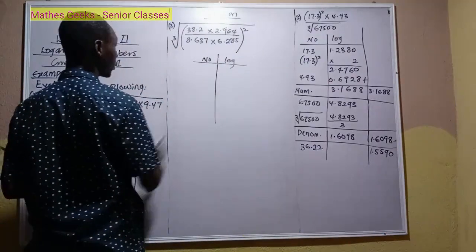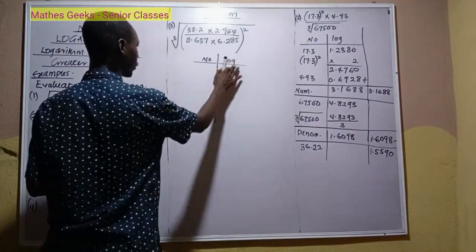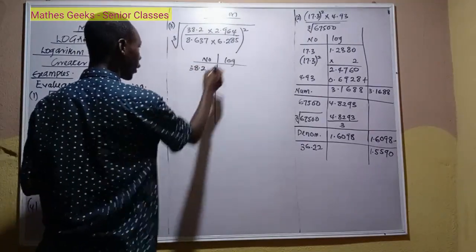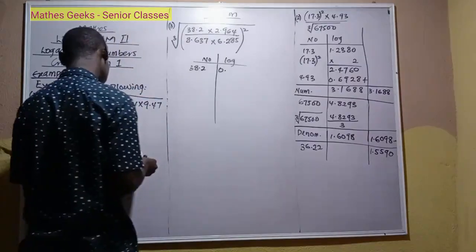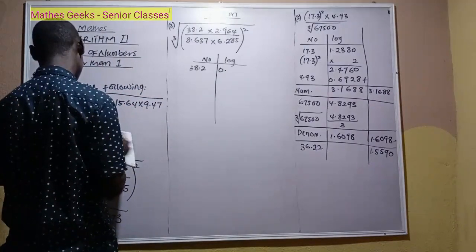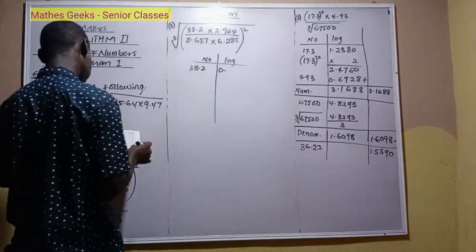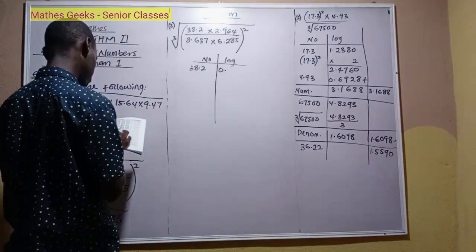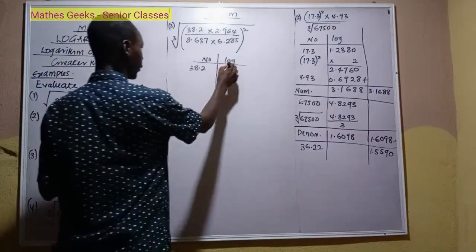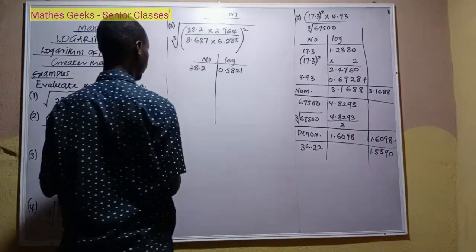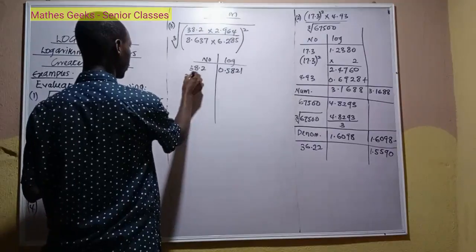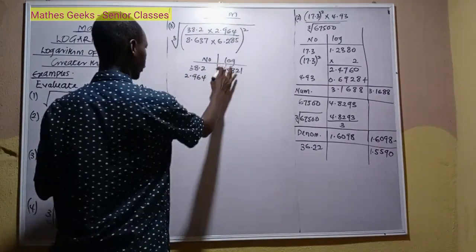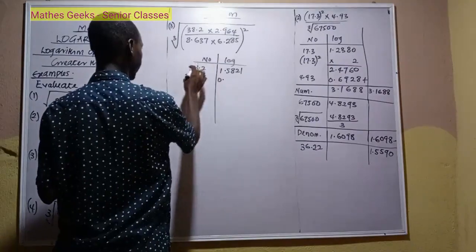And log 38.2 and 0.38. 38 under 2 will give us 58.21, 2.964. Oh, this is not 0, this is one characteristic, this one.